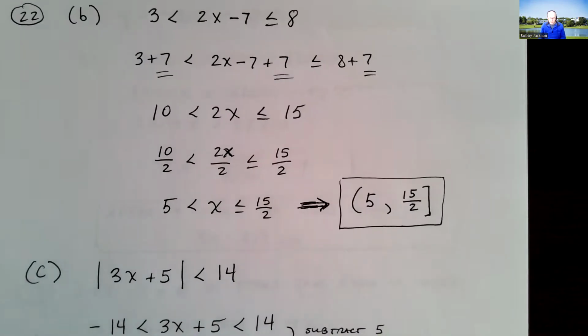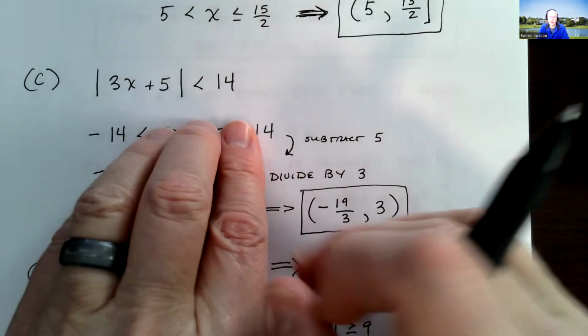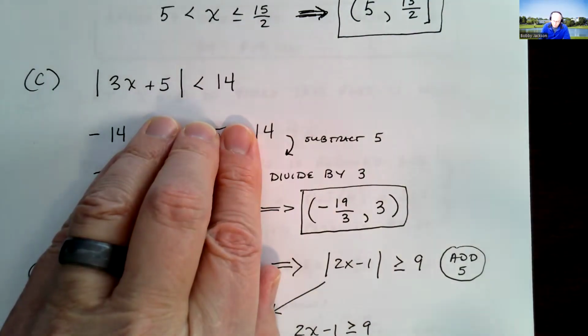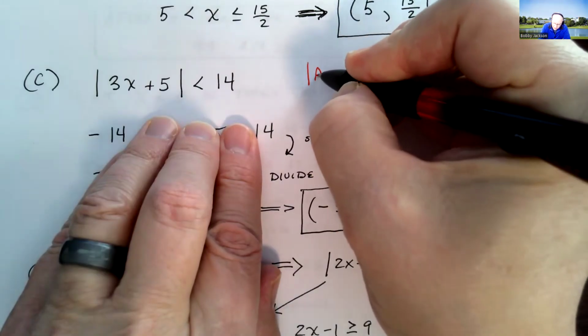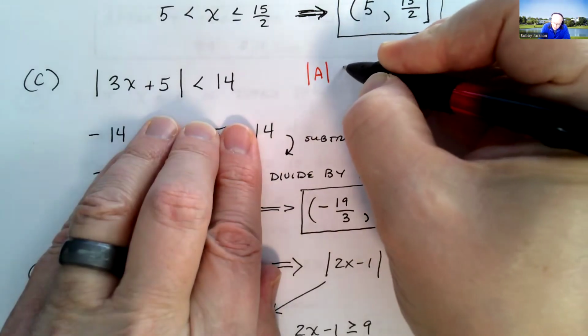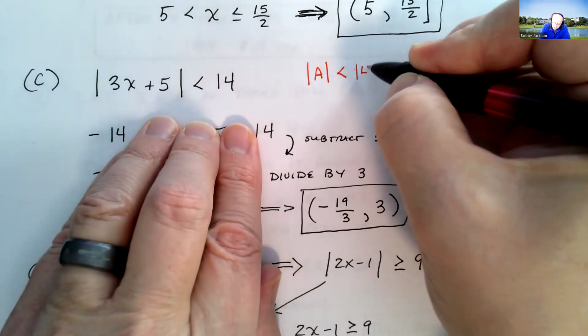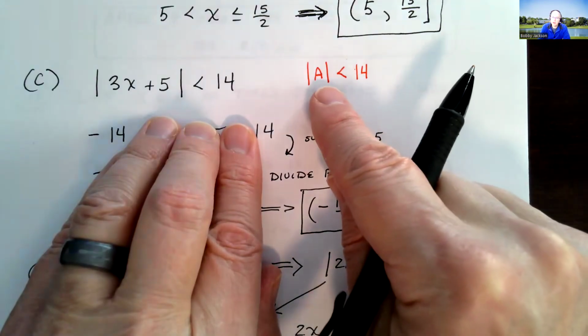All right. C has an absolute value inequality. It says the absolute value of 3x plus 5 is less than 14. Keep in mind, in general, if I have the absolute value of some expression, say a, is less than some number like 14, of course, some positive number, then what is this really saying?